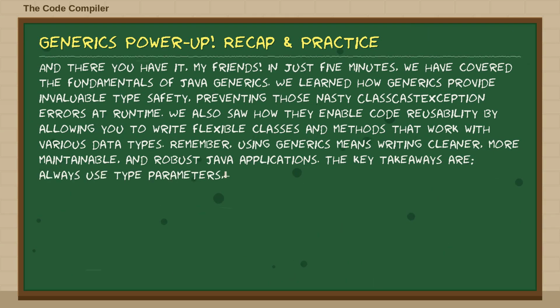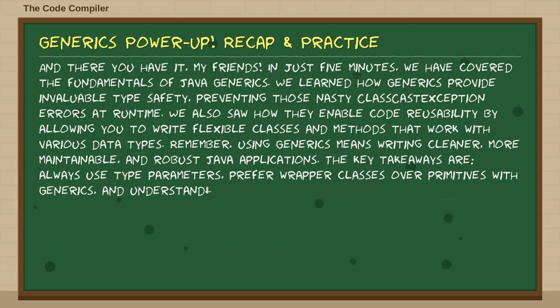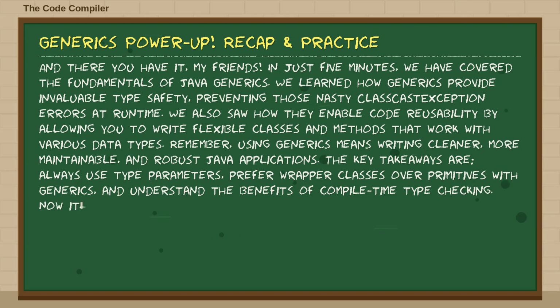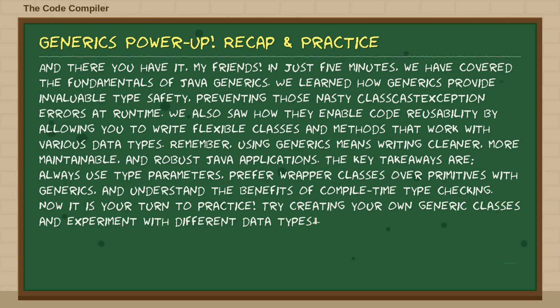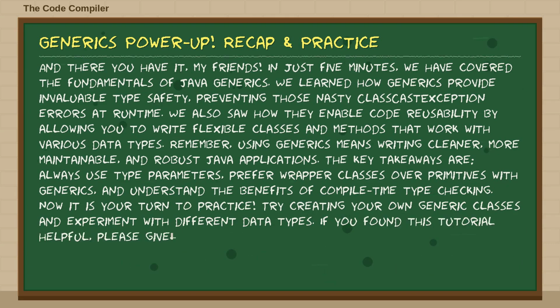The key takeaways are: always use type parameters, prefer wrapper classes over primitives with generics, and understand the benefits of compile-time type checking. Now it is your turn to practice. Try creating your own generic classes and experiment with different data types.